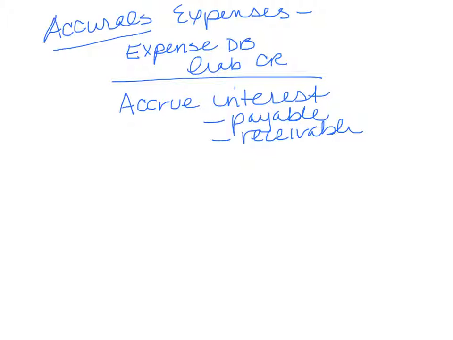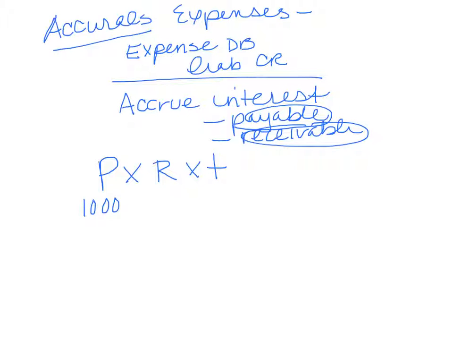Now that's all well and good if they go ahead and give us the figures, but often you will be asked to calculate what the payable is or what the receivable is. And the way that we do that is we take principal times rate times time. So an example would be, let's think we have a $10,000 note. We're charged 6% interest, and we're going to have it for 3 months. So we would do 3 over 12. Let's see what that looks like.